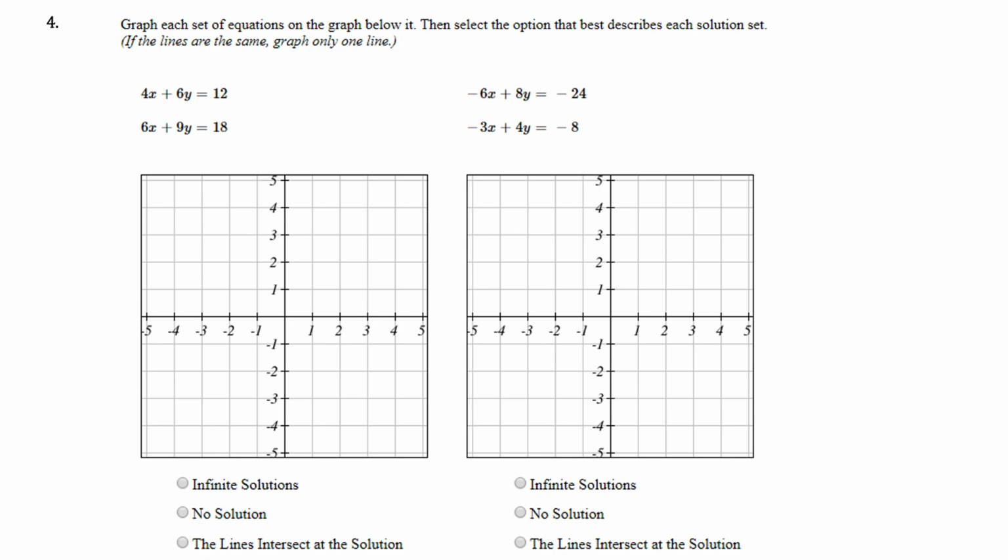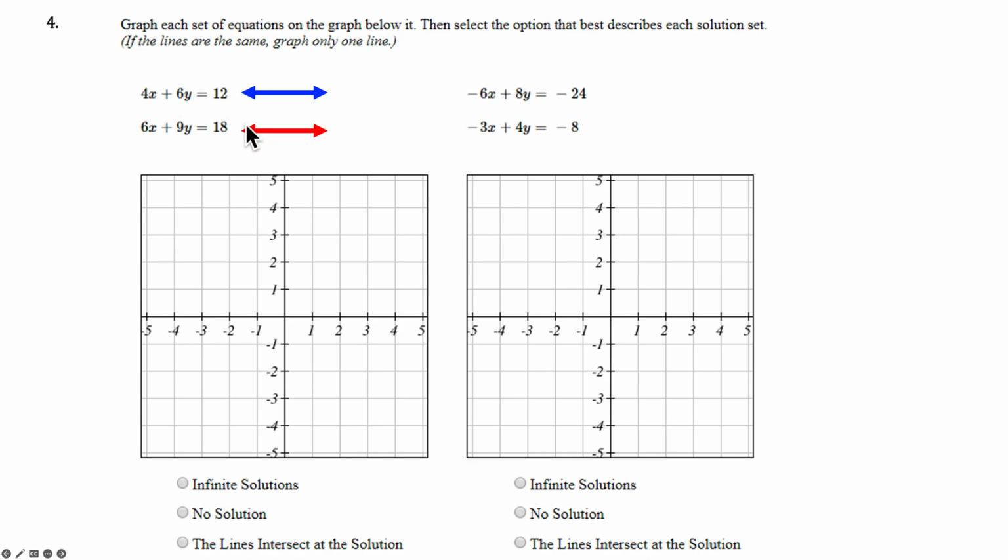Graph each set of equations on the graph below, then select the option that best describes each solution set. All right, we're going to do a little discovery work here, because we're going to find out you don't have to graph it to answer these questions. All right, so let's go ahead and graph.